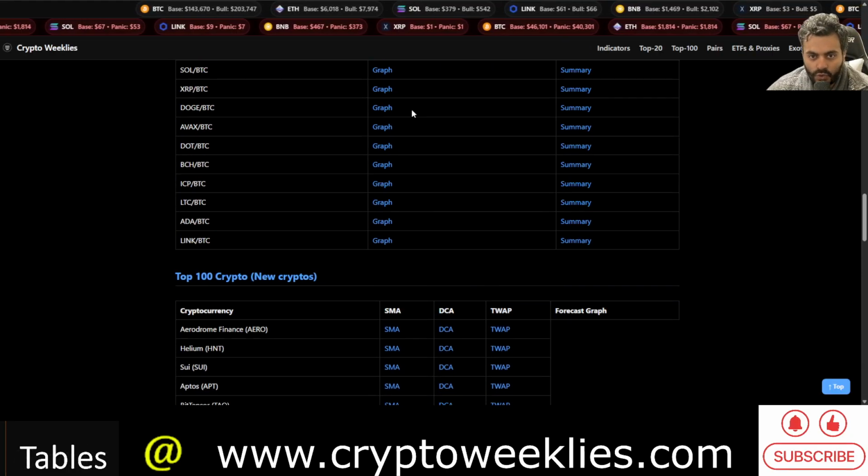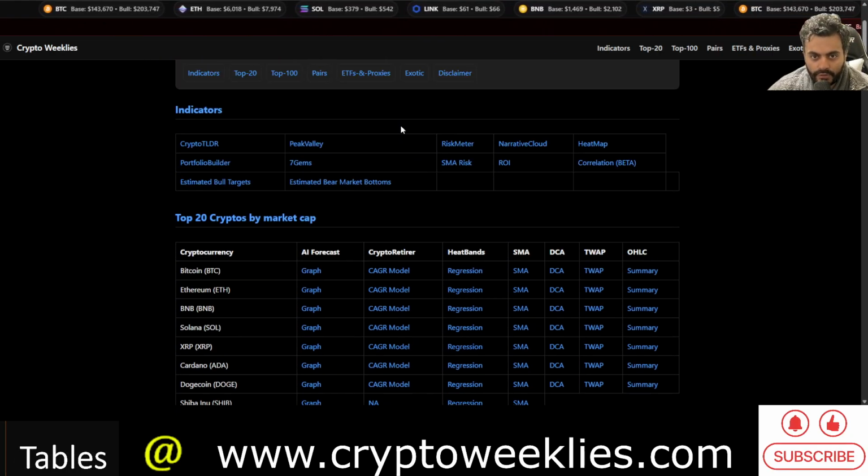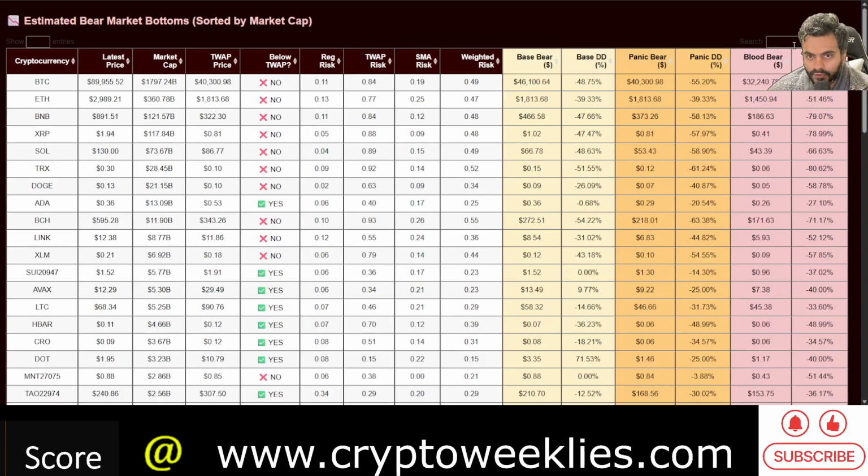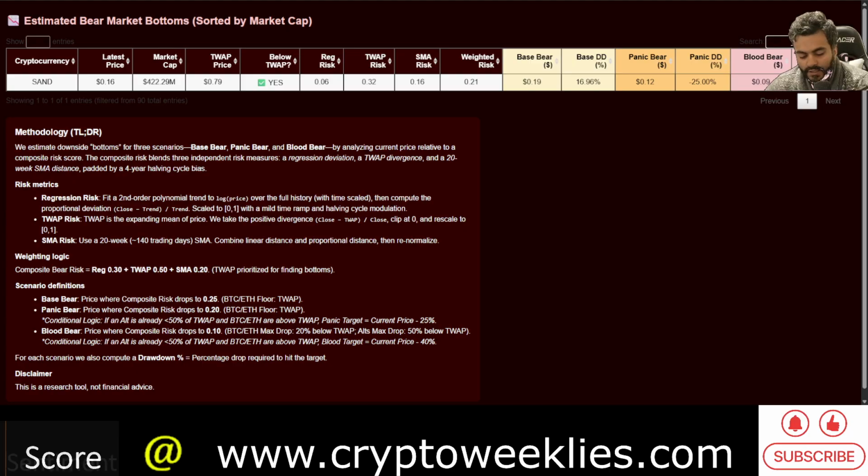So all in all, if we were to look at any accumulation or any estimated bear market bottom for Sandbox and its token Sand, the base bear case is behind us. Price is lower than 19 cents, which was the base bear case. That's why the drawdowns are in positive, because the current price is lower than the bear case target for sand. That means it has at least signaled that base bear based accumulation, and the price has bottomed in that base bear market based analysis.